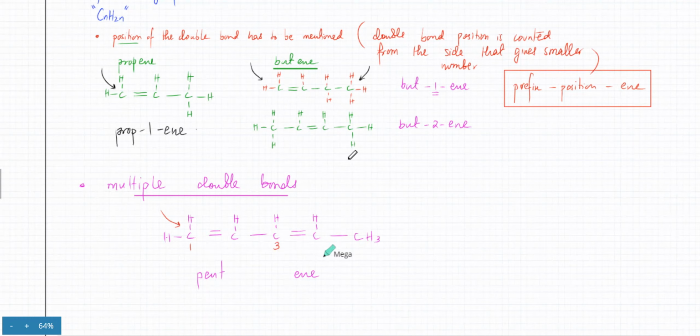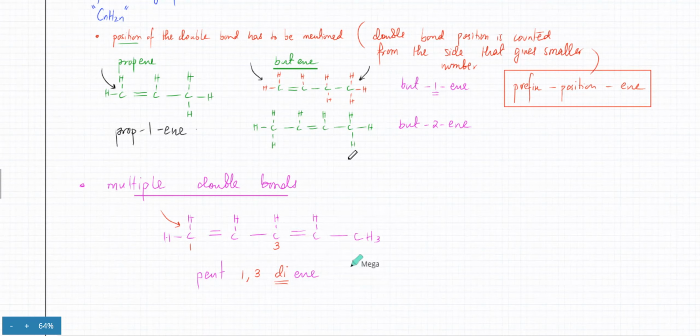So one of the double bonds is at 1 and the other one is at number 3. If you count from the other side, then the positions are going to be 2 and 4. So those are bigger numbers. So you count from the left side. So you write both positions. It's pent-1,3, and you're going to add di to it. Di means that you have two double bonds.